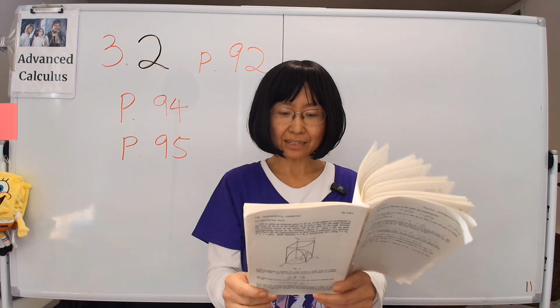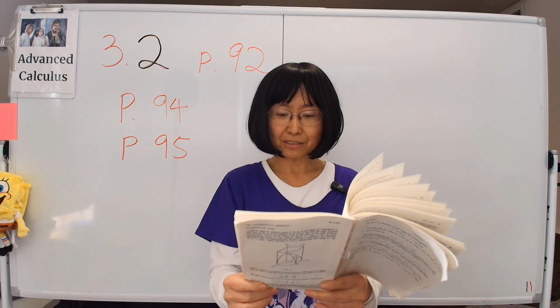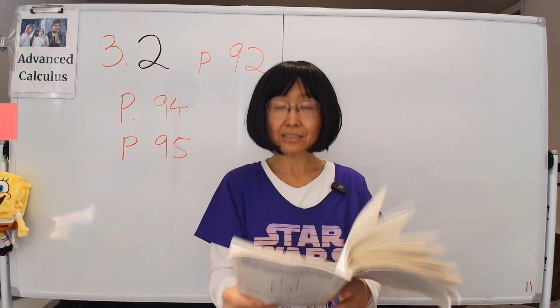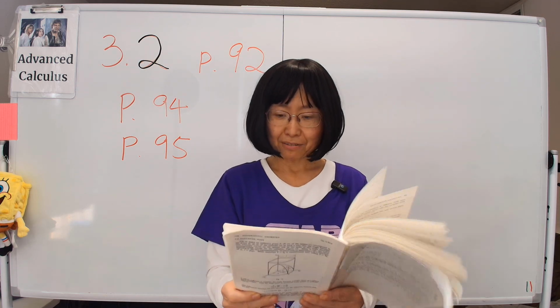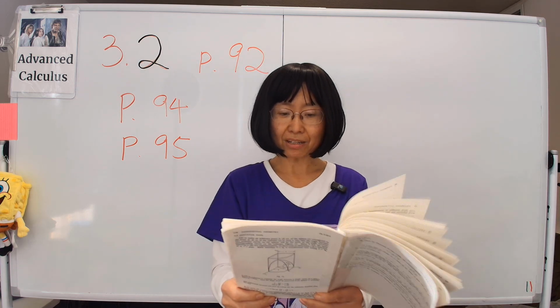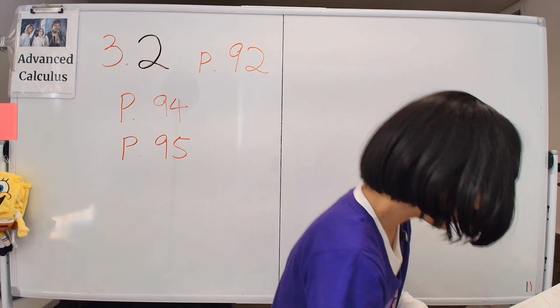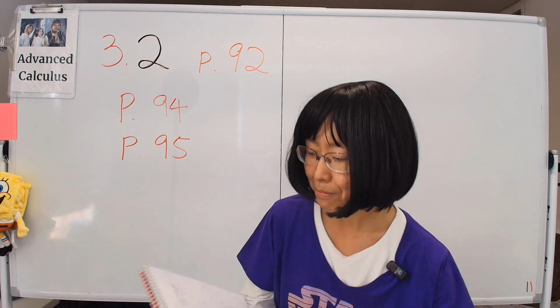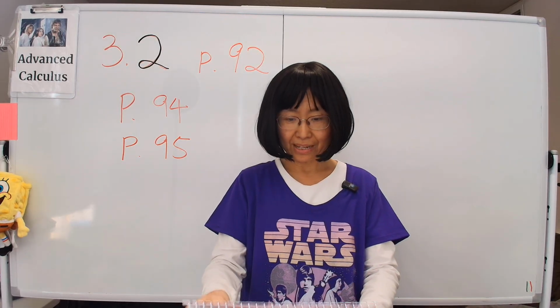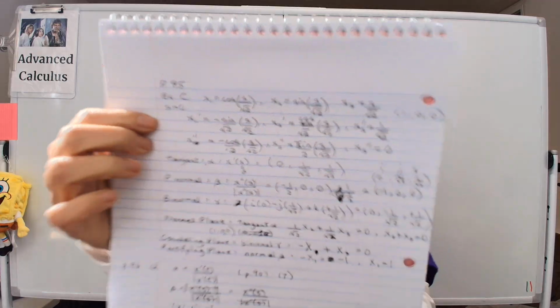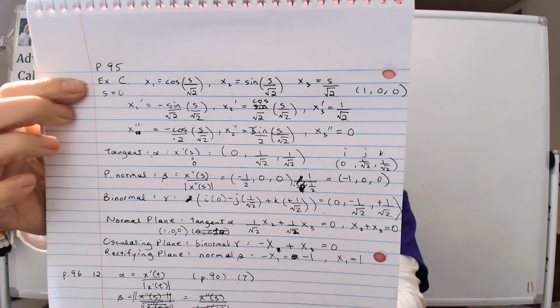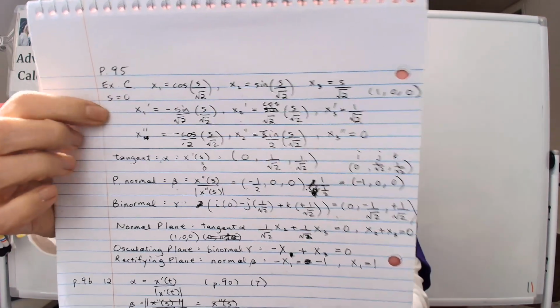And let's look at example C, where we're gonna do all this stuff. And for the helix of example A, we can crank out all the stuff: the tangent vector, that is alpha, beta, gamma, and all the planes, which I have done right here. So please do it yourself as well. It's just a matter of calculating.